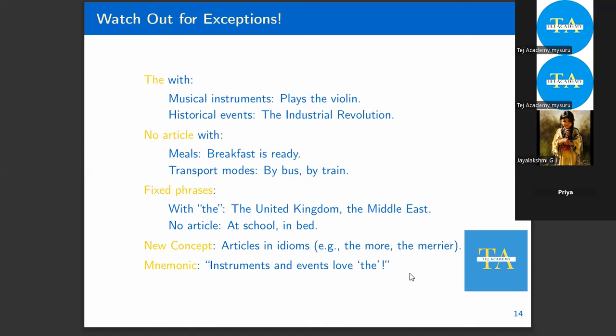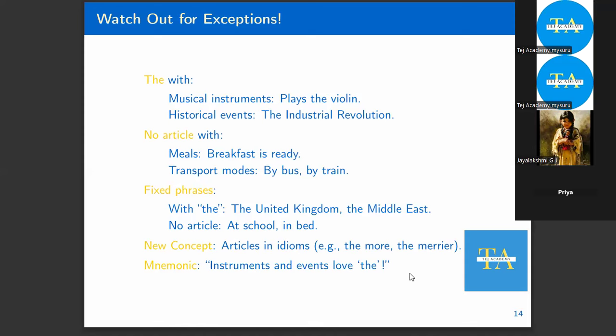And fixed phrases with the United Kingdom and the Middle East. I think United States, United Kingdom, and Middle East are all collective nouns. It's not like India, China. The names of these countries are a bit different from the general terms in which we call countries.